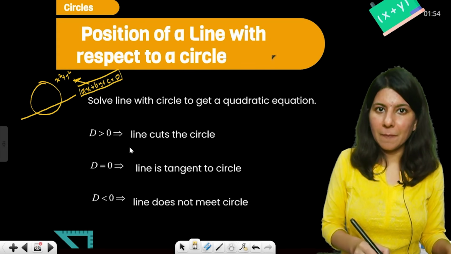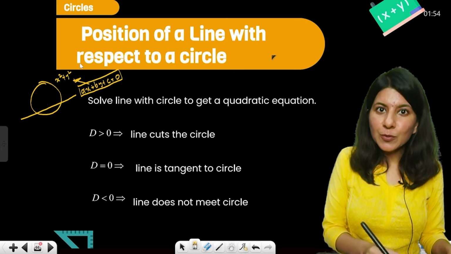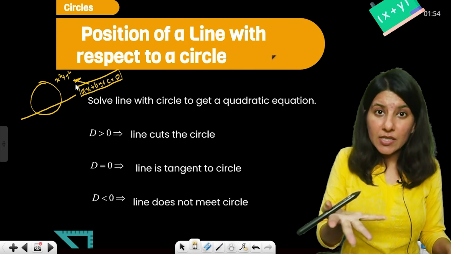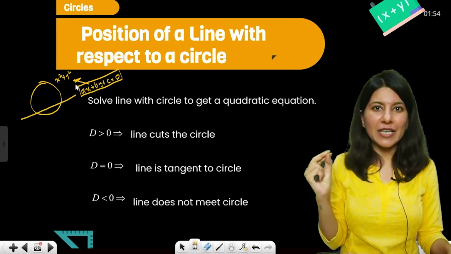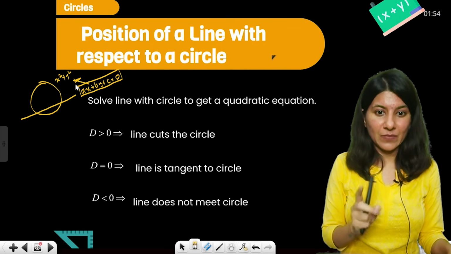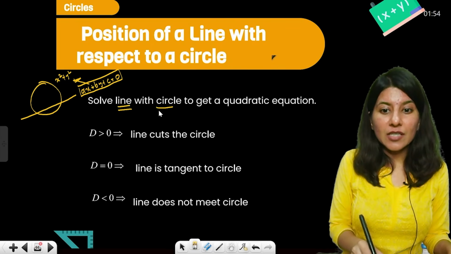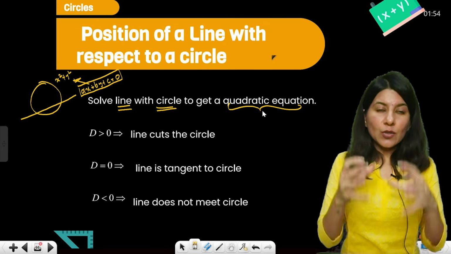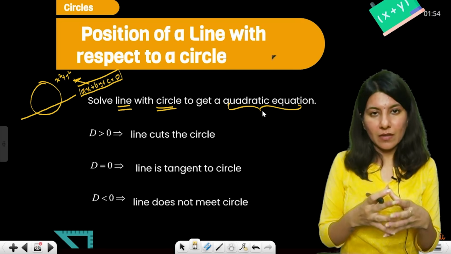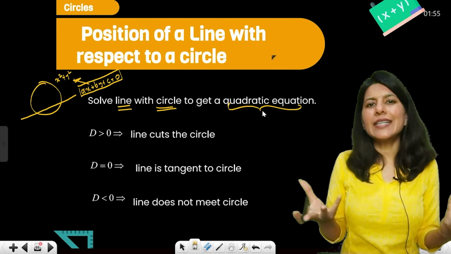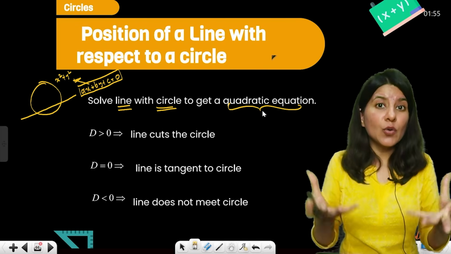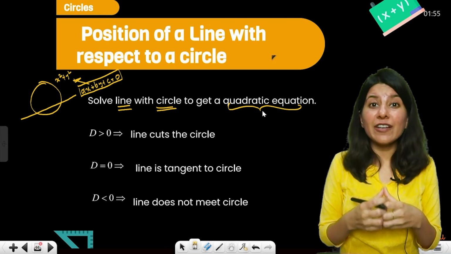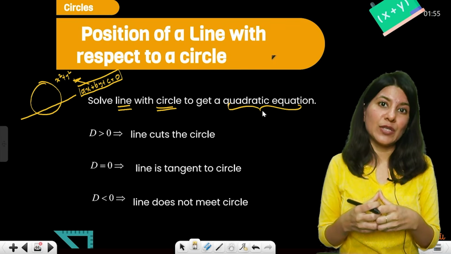Plug it in. Once you plug in the value of y from the line into the circle, you will get a beautiful quadratic equation in x. So solve the line with the circle to get a quadratic equation. That quadratic is in x, or it can be quadratic in y depending upon how you have solved it. Now you have to check the discriminant of the quadratic equation.